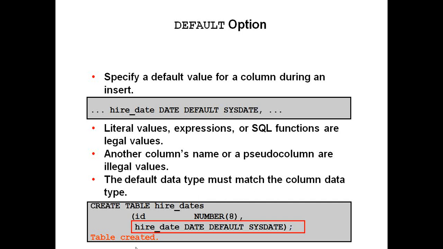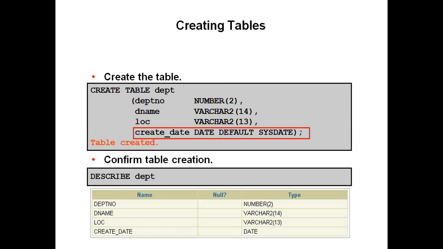So for example, here you can see there was a table by the name hire_dates, and we have two columns over there. One is ID with NUMBER(8), and the second one is hire date, which is a date data type, but it defaults to SYSDATE. So whoever joins the organization, their hire date would be SYSDATE. That means if somebody joined today, then the joining date or the hire date will be today's date only. So like that you can specify the default option.